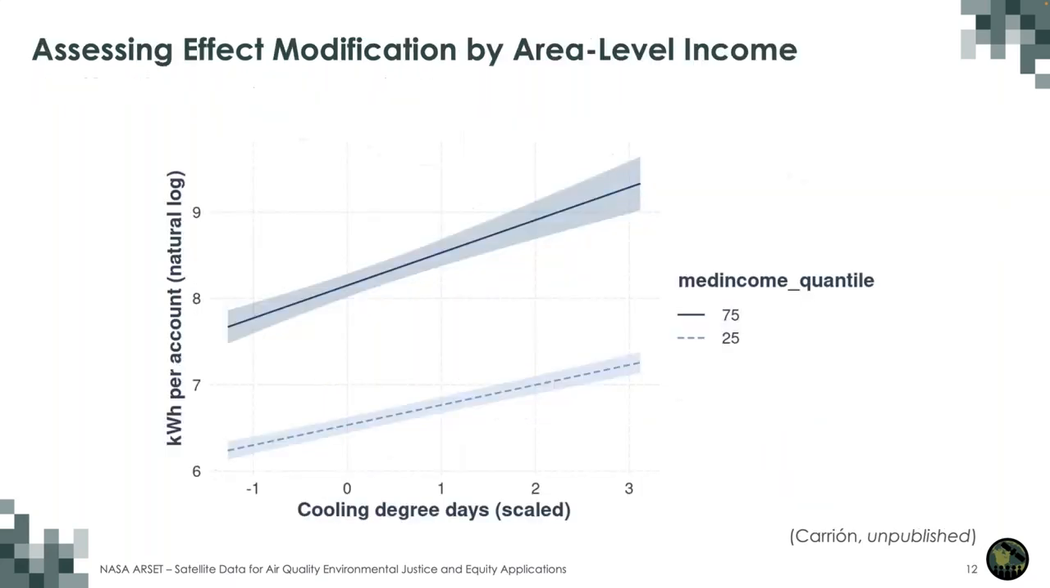And in some preliminary regression analyses, what we do is we look at those cooling degree days at the zip code level, and then look at the energy use at the zip code level. And what we find is that zip codes that are in the lower part of the income distribution, so the 25th percentile of the income distribution, seem to use lower amounts of energy at equal cooling degree days, which to us implies this energy rationing that I was referring to earlier.